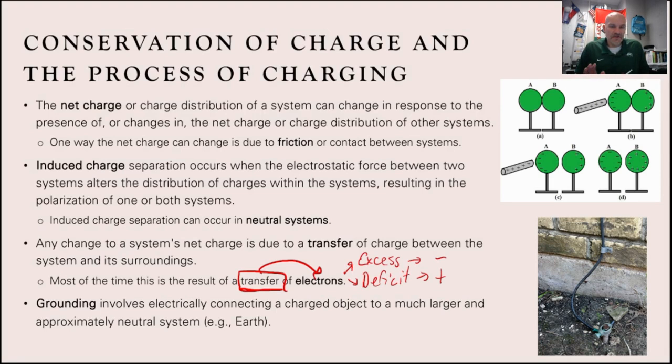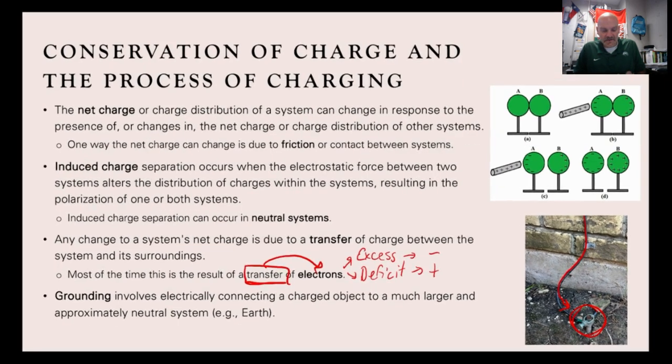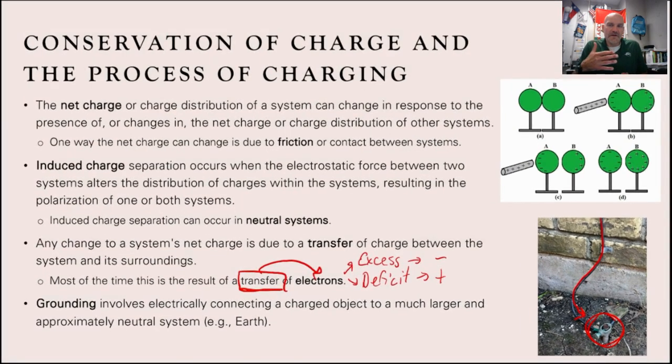And then a really cool application is grounding. So grounding involves electrically connecting a charged object to a much larger and approximately neutral object. For example, the Earth. And in fact, this picture is actually from my house. If you go to your house, you're going to see this stake here in the ground. Well, that's the grounding, which means anything that comes off of the house is going to pass right into that neutral object, right through that wire into that stake, and thus going into that much larger object known as the Earth. So this is an area where the application in physics is very important, right?